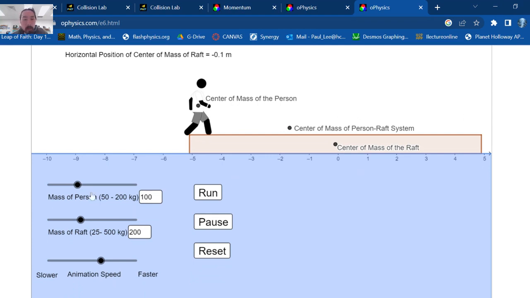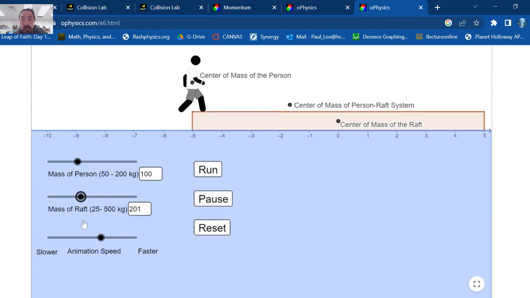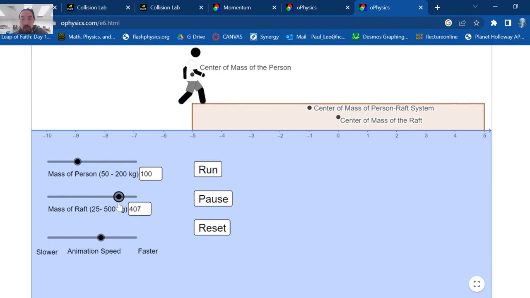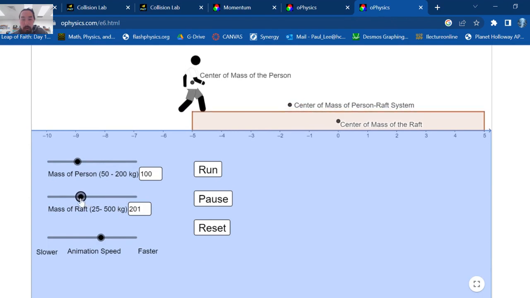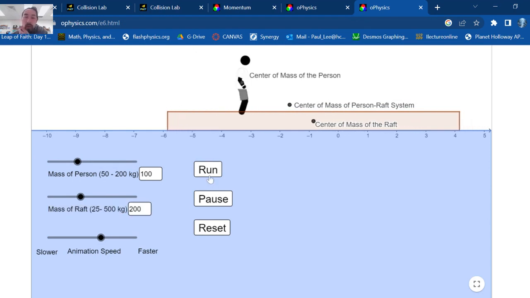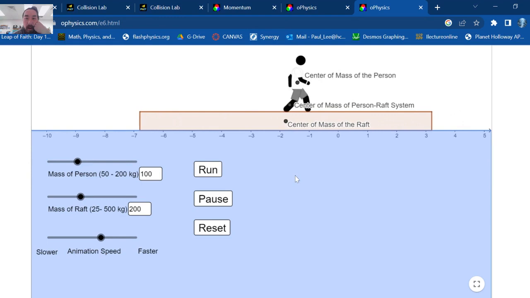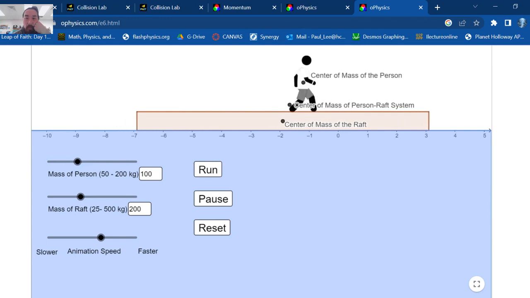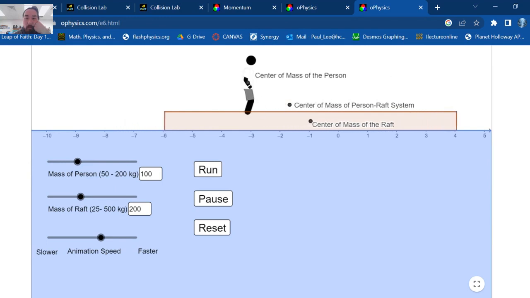All right. Also, I want to show you here that if I increase the mass of the raft, we can see that the center of mass of the system gears it towards the raft. Okay, but we'll make it the original 200 there. All right, so I'm going to push run. If I push run here, you can see that, yes, the raft moves to the left, but the center of mass of the raft person system doesn't change. And now the person is doing a moonwalk, and we can see how it moves it backwards.